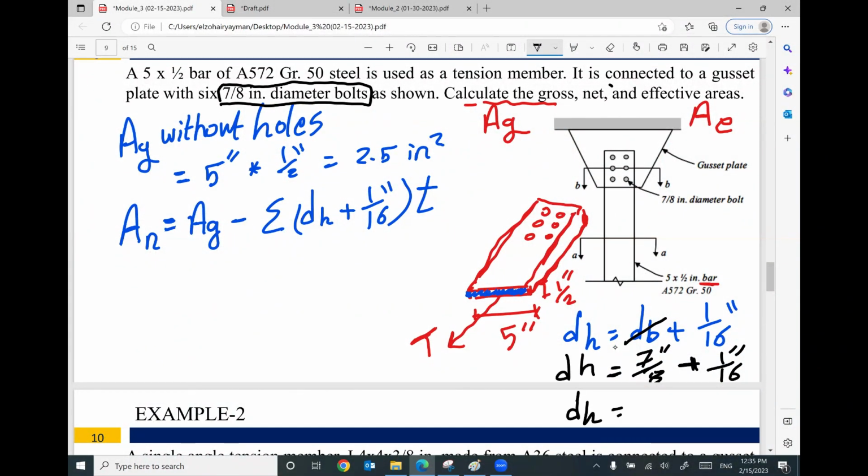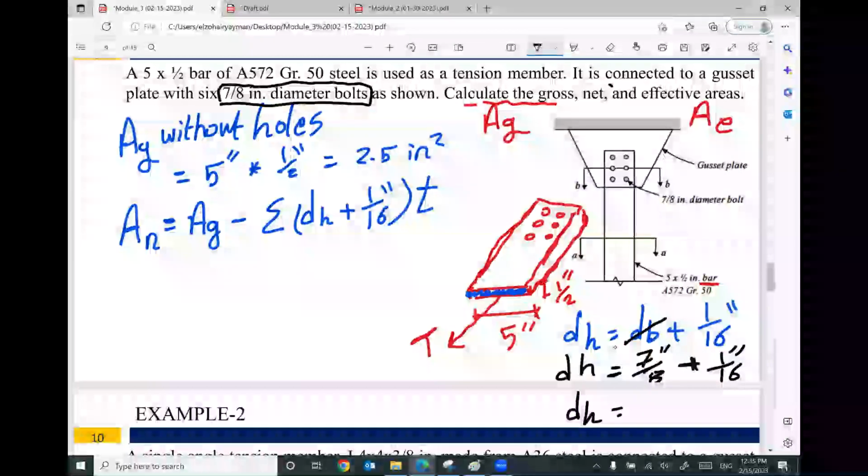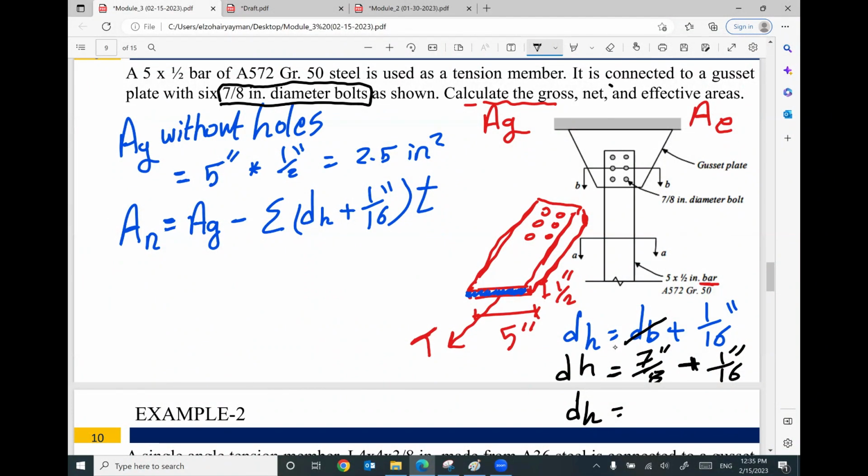The diameter of the hole will be 7/8 plus 1/16. I got here, how much? I think 15/16, probably. Yes. So this D hole equals 15/16 inch. The thickness of this plate is 1/2 inch.